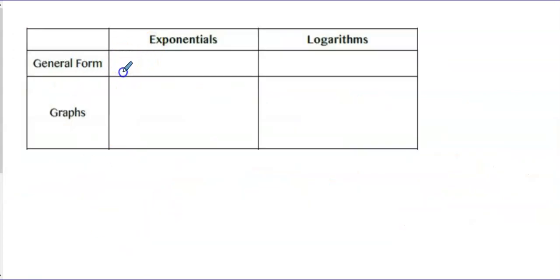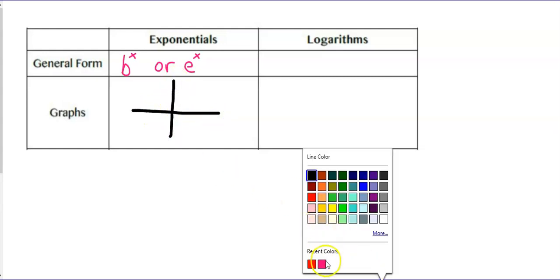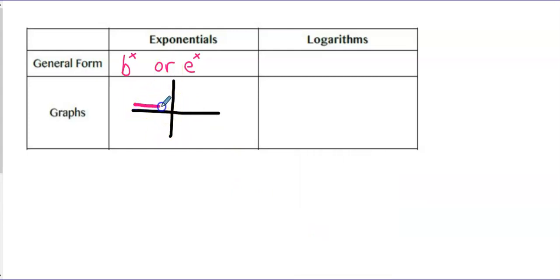If we had something like b to the x power or e to the x power, and we'll talk about the number e in a few minutes, our graph would look something like this, where it starts down here and it starts to go up at what we call an exponential rate. So it looks like that. Let's stay on exponentials for just a minute. Let's say this b is a 2. That means my graph would be 2 to the x power.